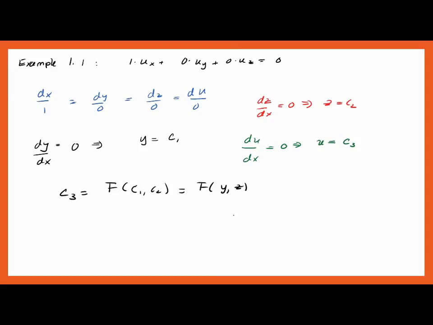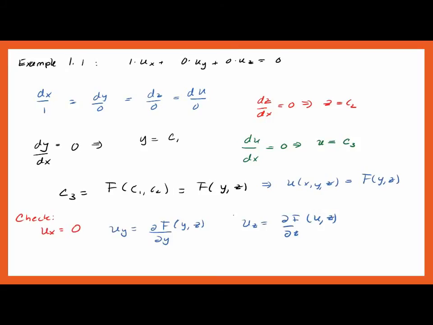And so you get that C3 is f of y, z, which means that for all of your solutions, any function of y and z will work. Check it, u_x is 0. The other 2 can be anything you want. Plug it into the equation, it all wipes out to 0.